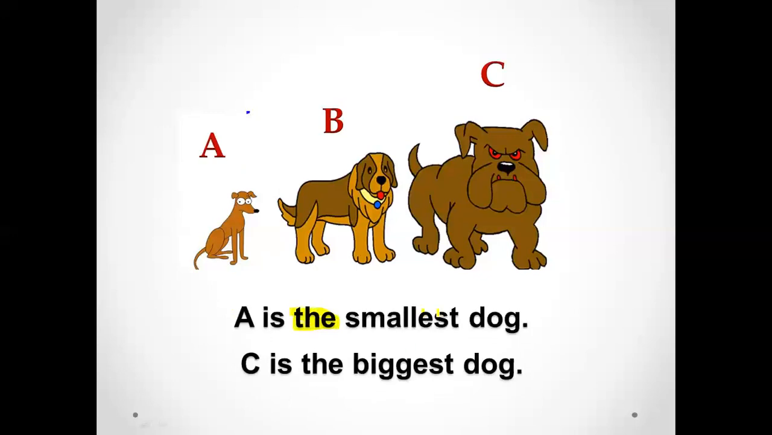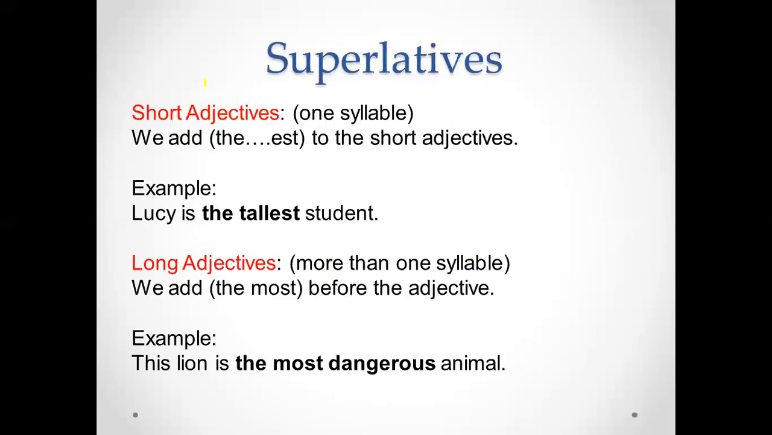So again, A is the smallest. We add the and est to the adjective because small is a short adjective. The smallest dog. And C is the biggest. The and est to the adjective. The biggest. C is the biggest dog. So why do we use superlative again? We use superlative because here in A, I'm comparing dog A with B and C, with a group. C, I'm comparing it with B and A. So I use superlative. So again, we use superlative when we compare one noun among a group. This group consists of three or more.